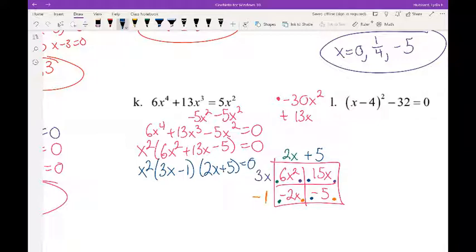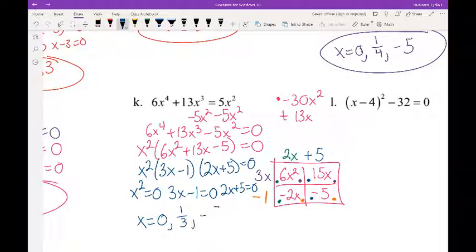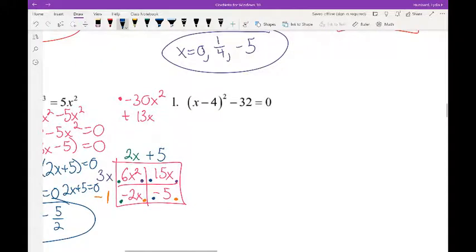And I kept that x squared out front because we are, in fact, going to set that equal to 0 whenever we solve, because it is a factor. And so when we solve, we'll get that x equals 0, a positive 1/3, and a negative 5/2. So please make sure you are solving those.